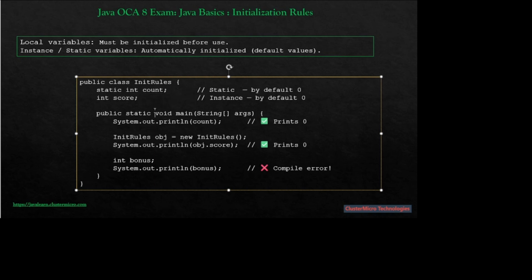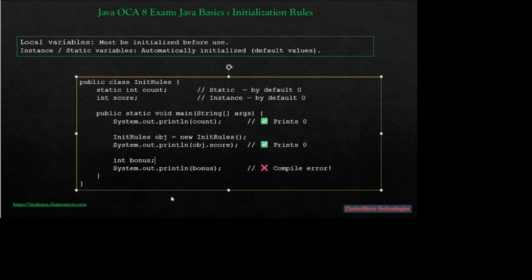But here, if you see, it prints 0 for the static value, and it prints 0 here for the instance variable. But you have declared one variable here that is a local variable, and it is not initialized, meaning it has not been given any default value, right? No value has been given. If you try to print it, it will throw a compiler error, because it has to be given a value, say 0, 1, 2, whatever you want. In that case, you will not face any compiler error.